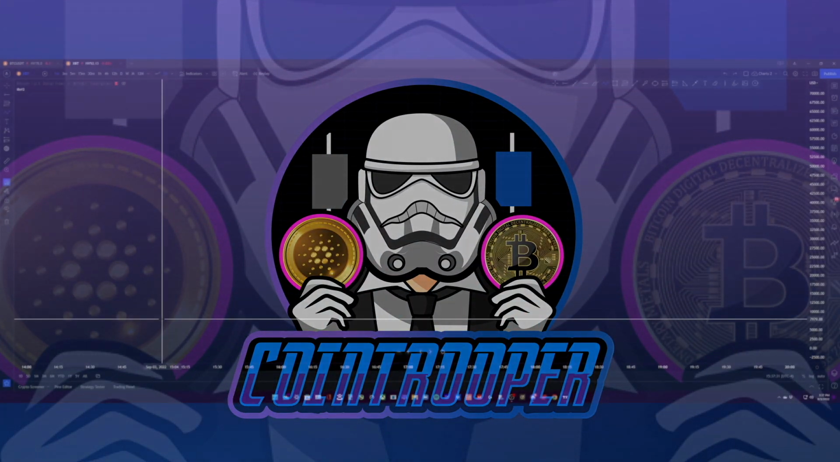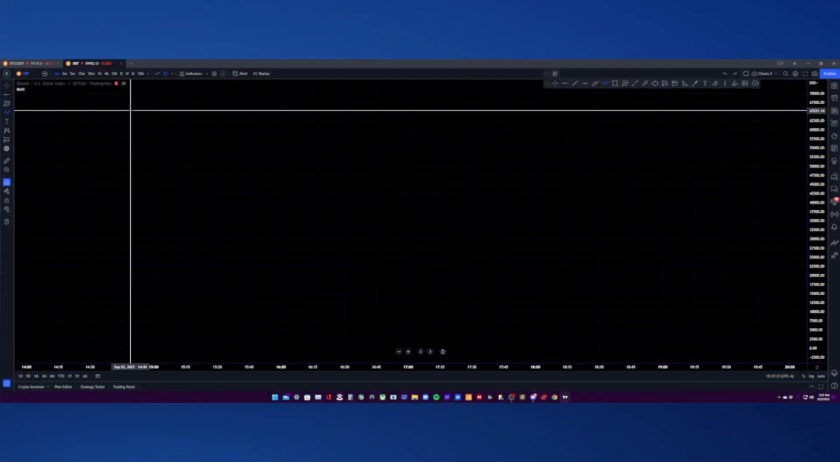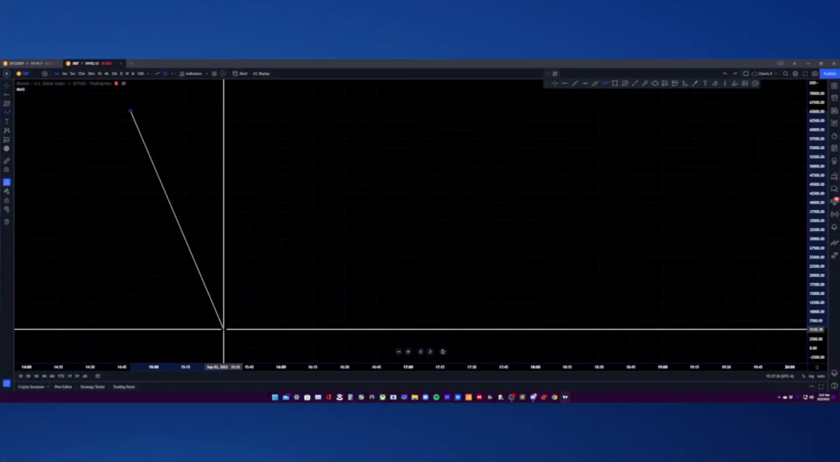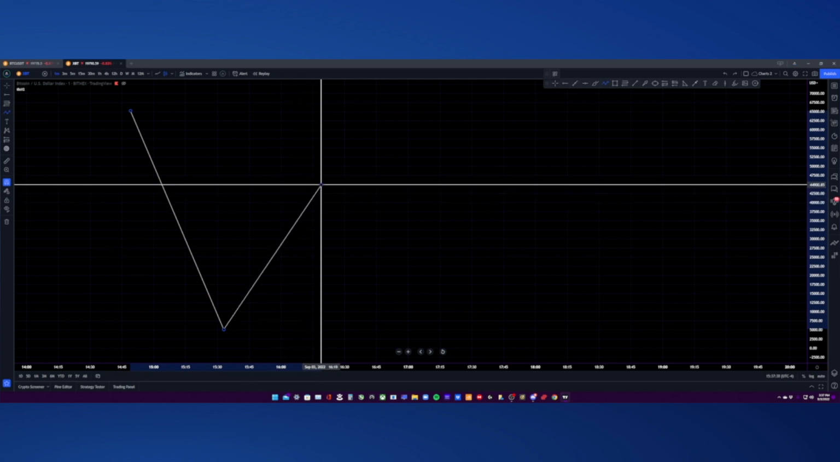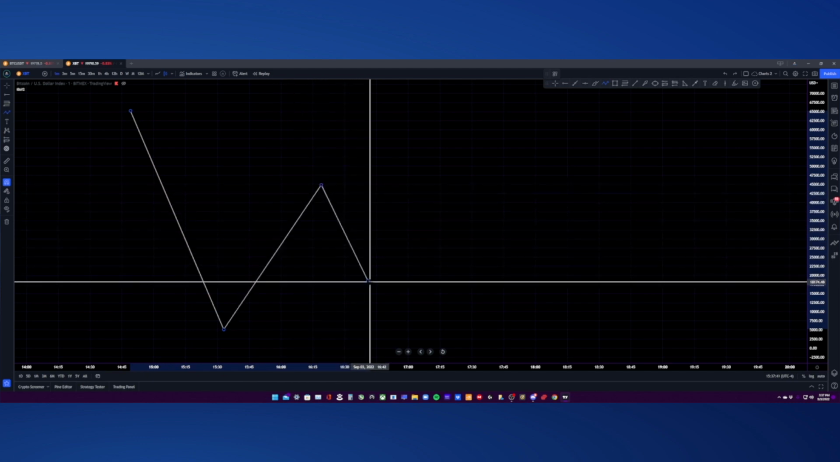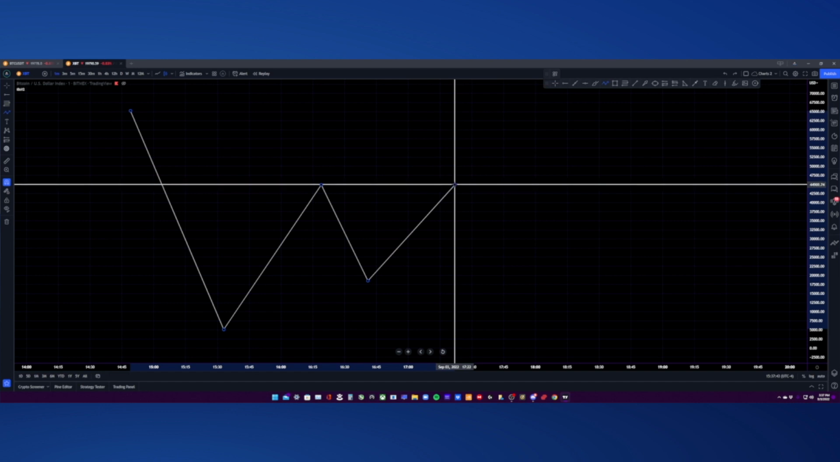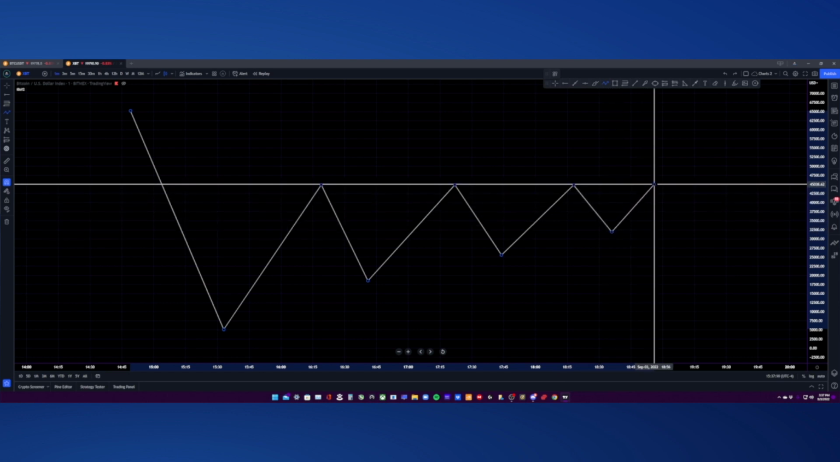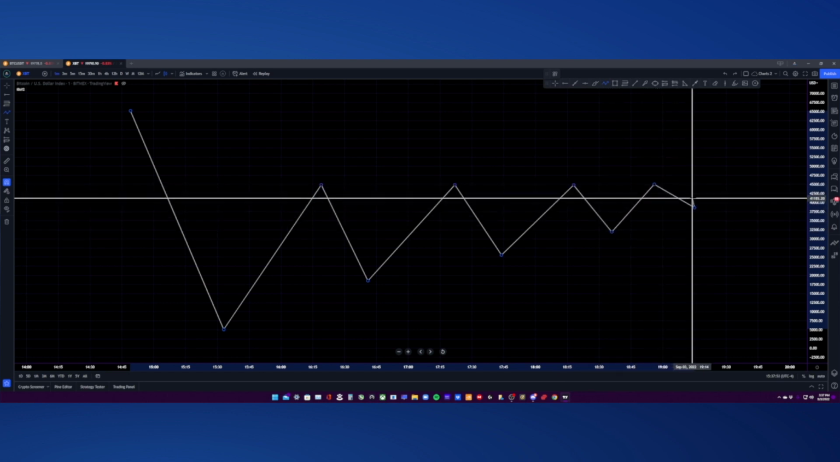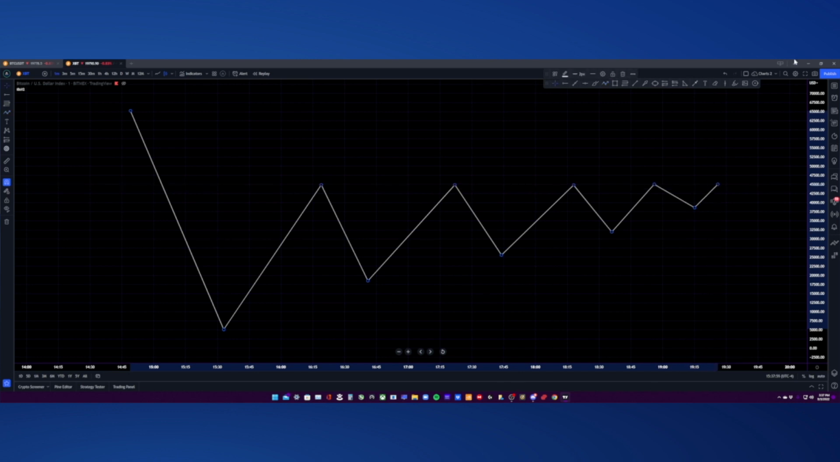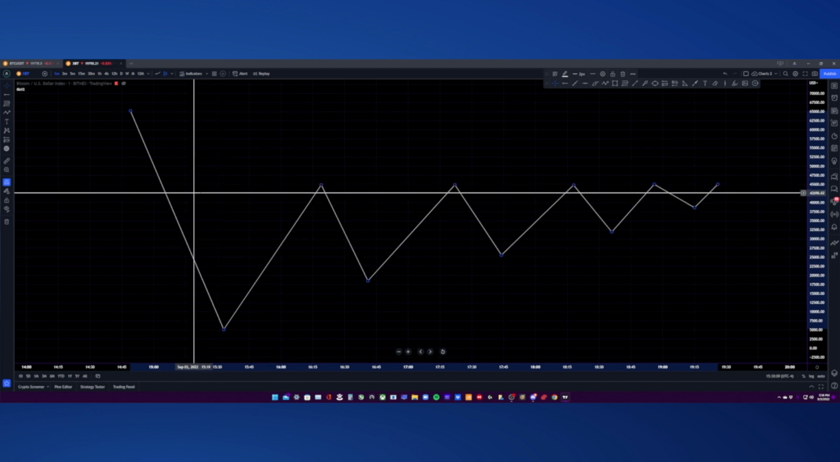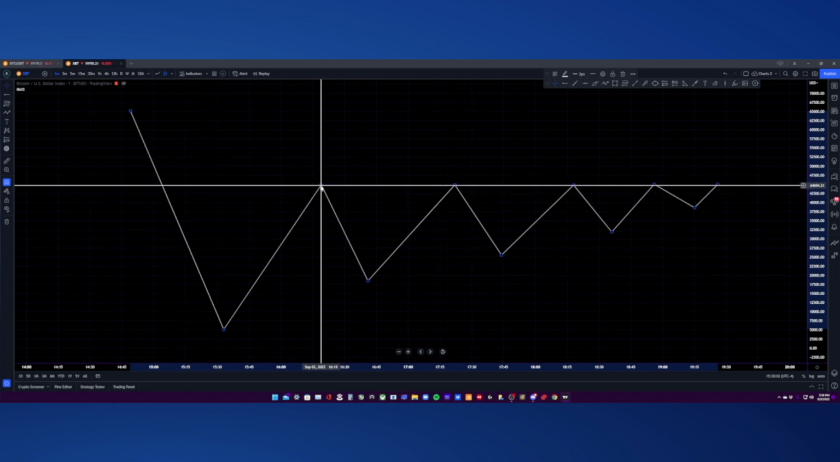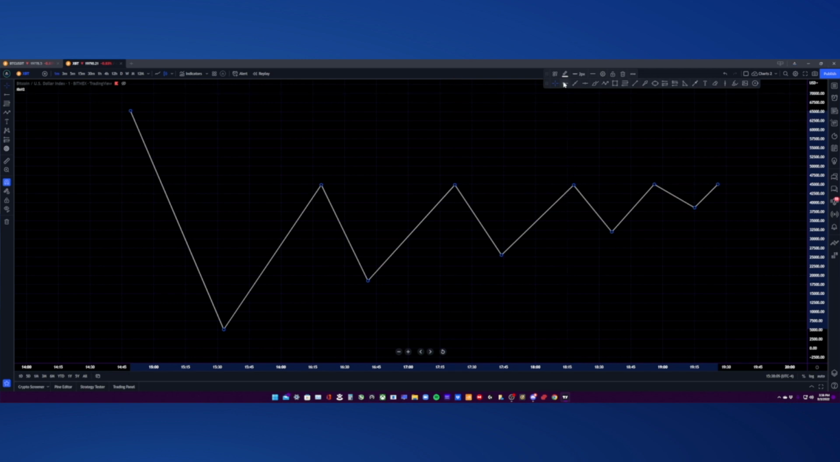So if we have an asset, right, and this asset comes down and then it comes up, rejects here, and it comes like this, and then it comes to this point, and then this point, and then that, and then that, and then that. Okay, so now at this point, what we have to realize, this is the point of interest right here.